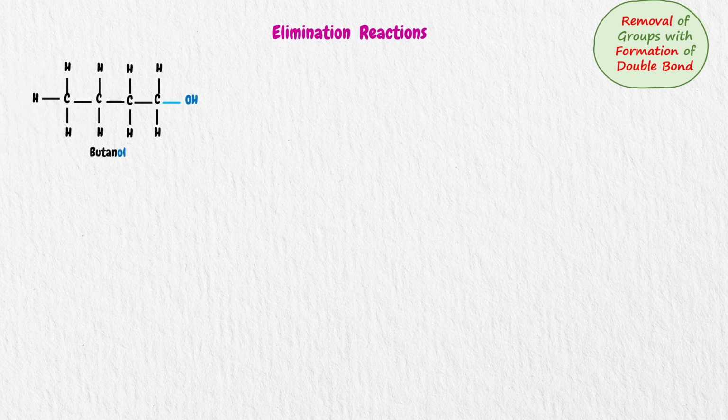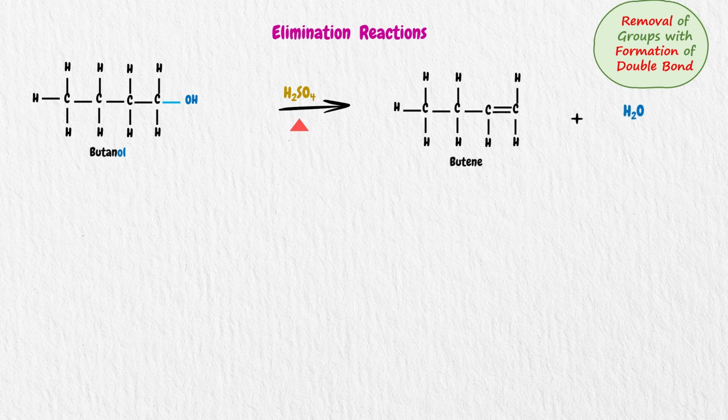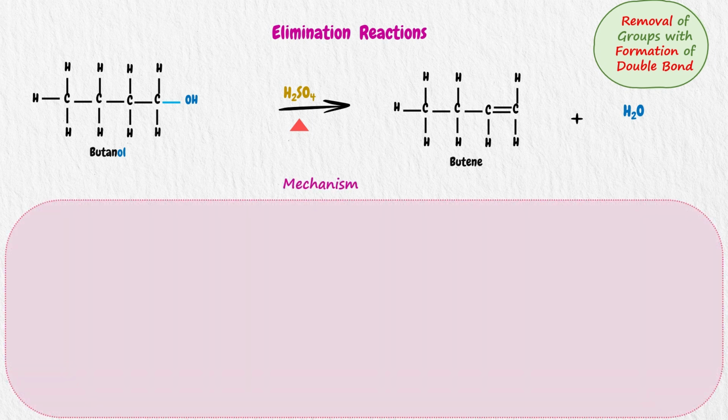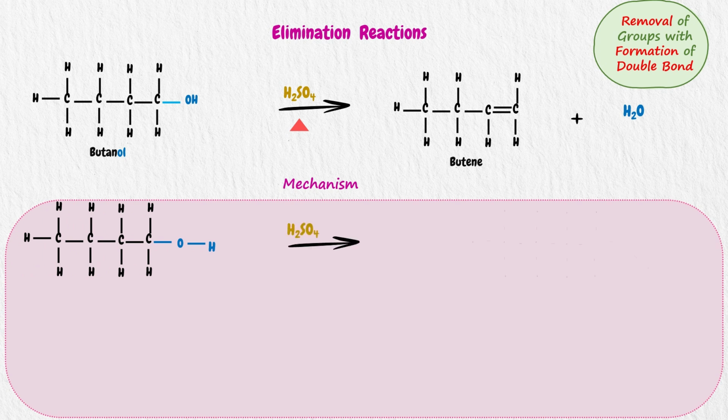For example, butanol, as OH group is present, in the presence of sulfuric acid and heat, this OH group and hydrogen in butanol will be eliminated as water and butene will be formed. Let's discuss the mechanism of this reaction. This is butanol that reacts with sulfuric acid.